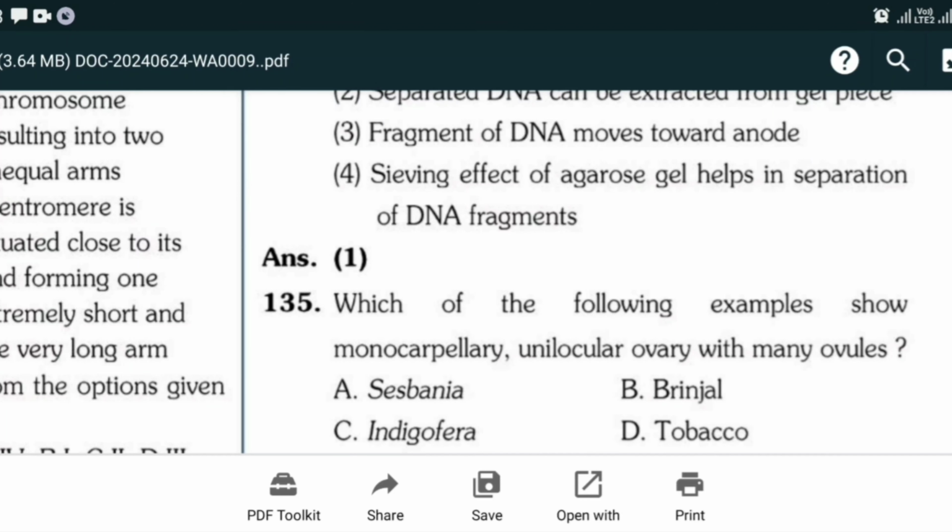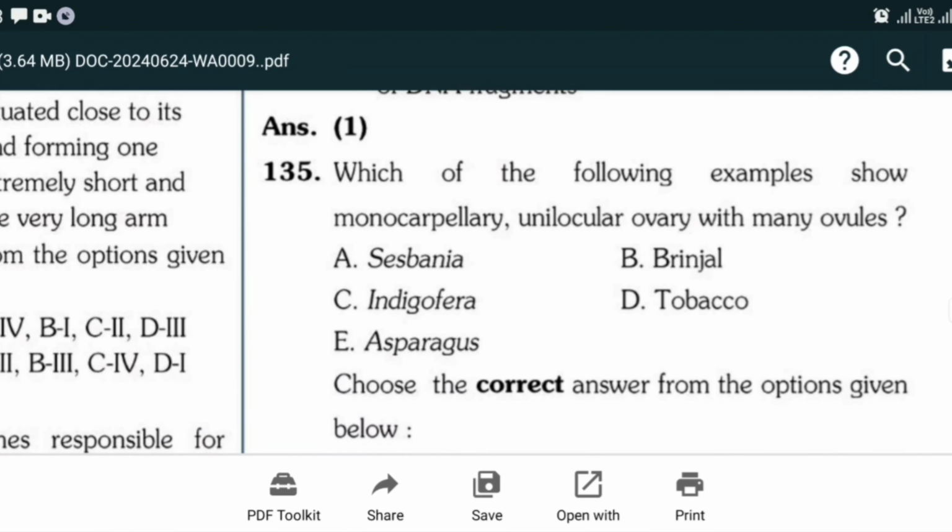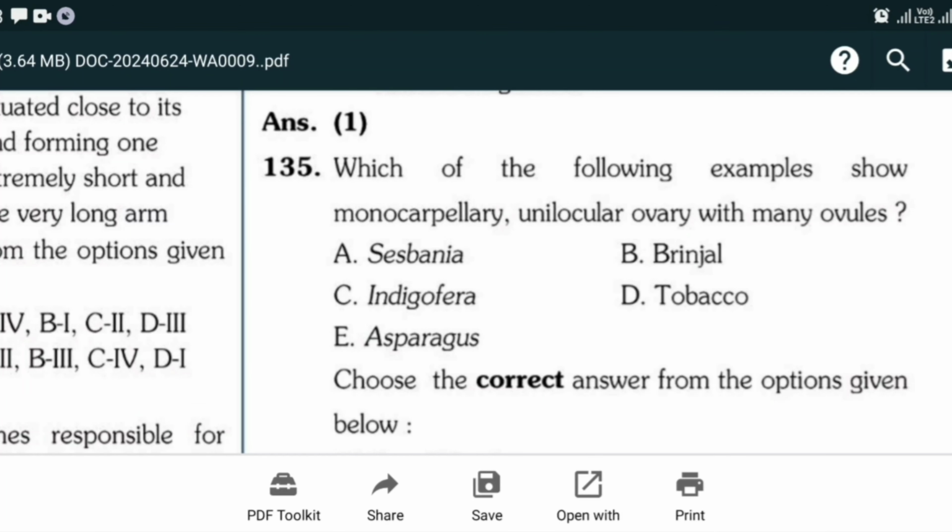Then which of the following examples show monocarpellary unilocular ovary with many ovules? See, understand this question. Monocarpellary unilocular ovary means this condition is seen in Fabaceae. You just imagine a pea pod. It contains one carpel only, and it is having only one locule, meaning there are no compartments or chambers inside, and it contains many ovules. So let us identify which among these are Fabaceae members.